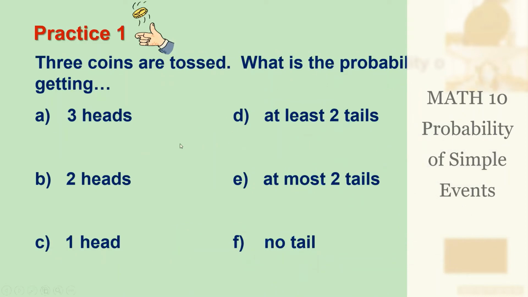3 coins naman. 3 coins are tossed. What is the probability of getting 3 heads, 2 heads, 1 head? It's the same. 3 coins are tossed at the same time. The same outcomes as 1 coin, and you toss 3 times. So, meaning to say, your outcome here is also 8. So, your denominator here should be 8 then. Be sure you have the list of those 8.